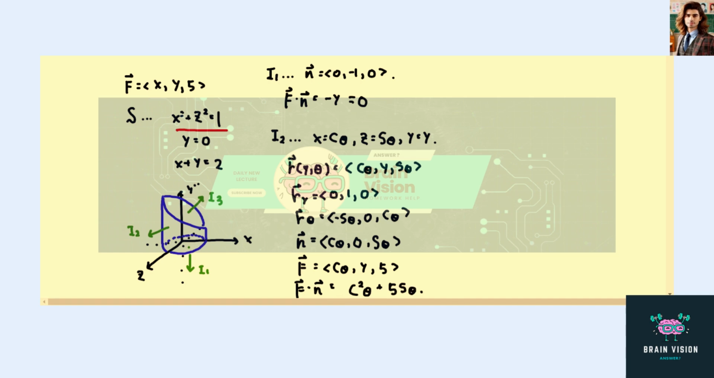Now let's move on to the integral. What we're trying to evaluate is the integral of cosine squared plus 5 sine theta ds. Now let's worry about the limit of integration a little bit. So let me move this just a little bit over here.